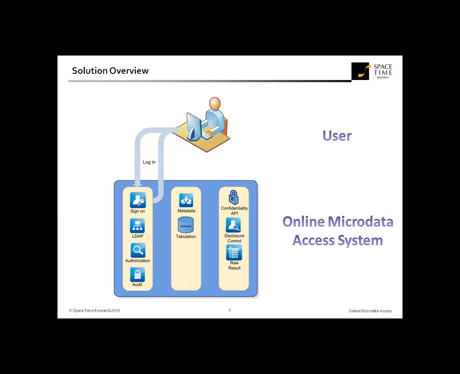Let's now look at how the system works. First, our user logs on and they are authenticated. This determines which data they can access. It allows them to save their work for future use, and it can also be used to monitor activity in the system for auditing purposes.